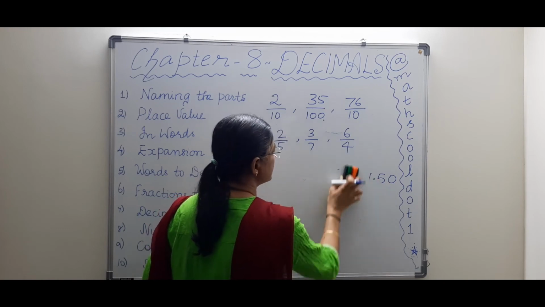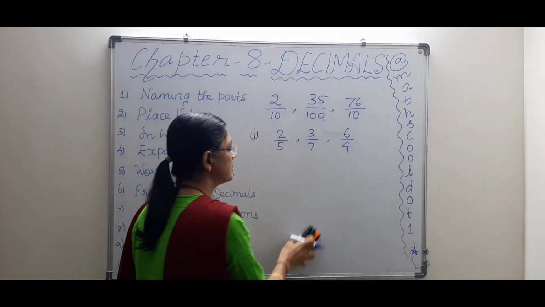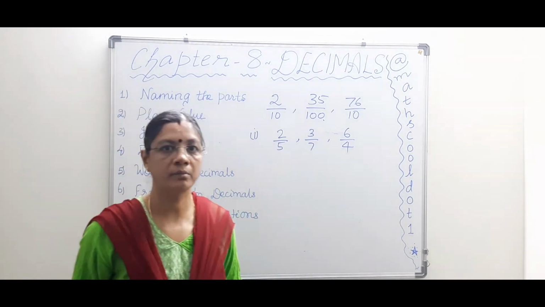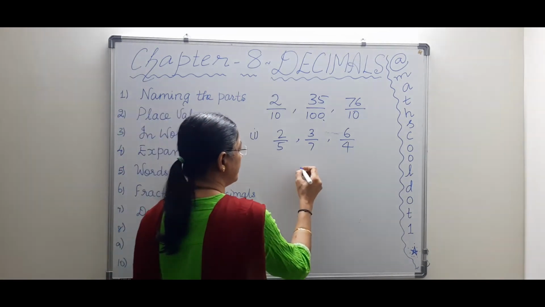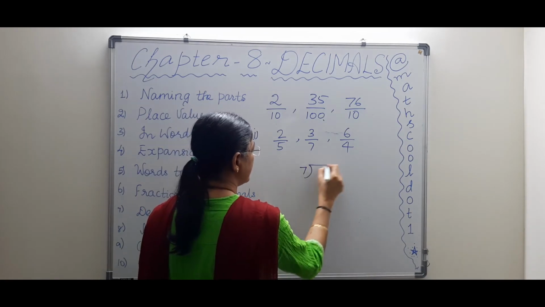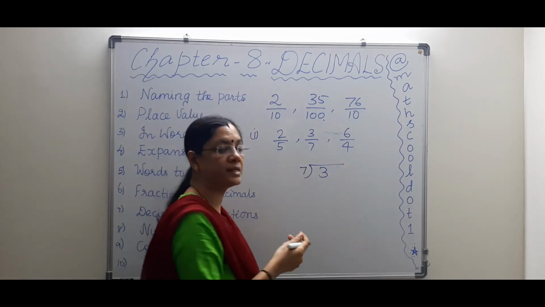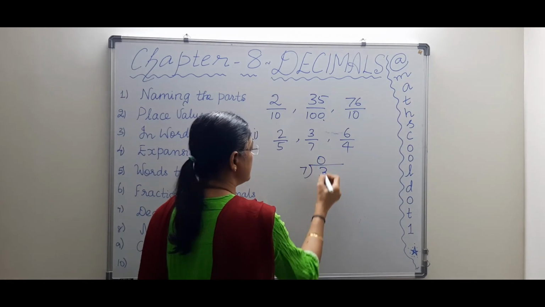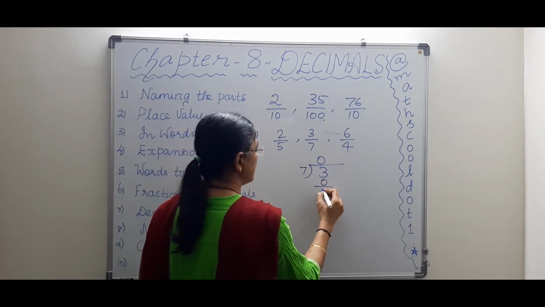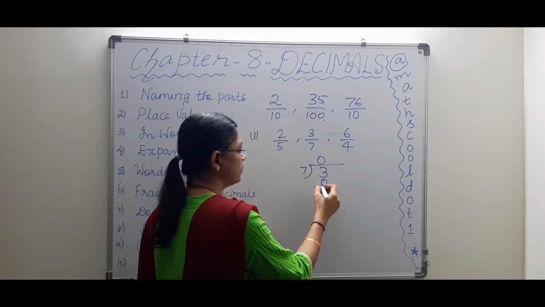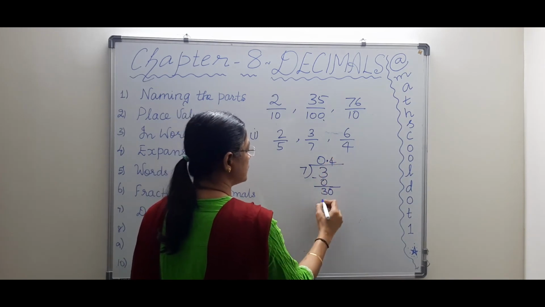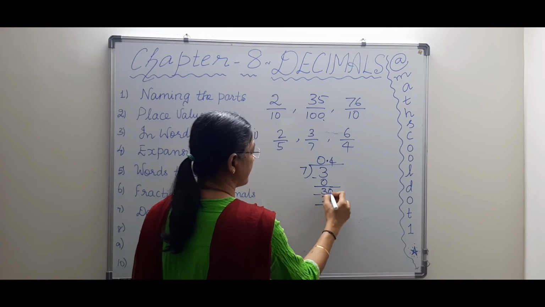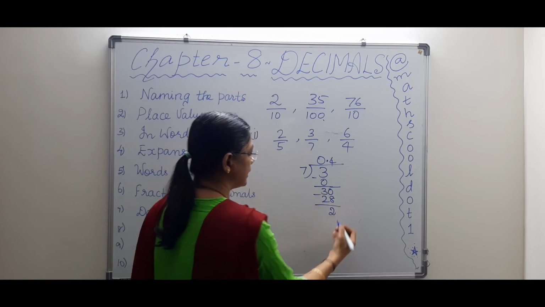Now what about 3 by 7? In between we have 3 by 7, isn't it? 7 can't be changed into multiples of tens by multiplying with any number. So what do I do? I just divide it directly. Now 3 is less than 7, so put a 0. 7 0s are 0. Now put a point here, put a 0 here. 7 fours are 28. Now if I subtract, I get 2.